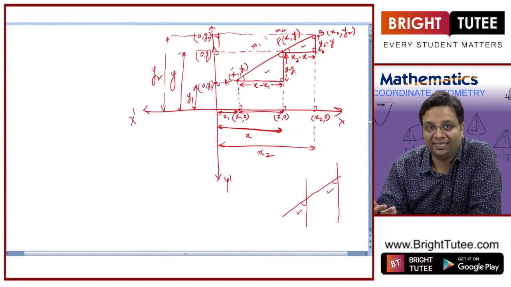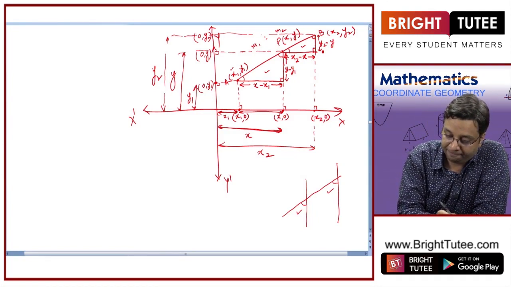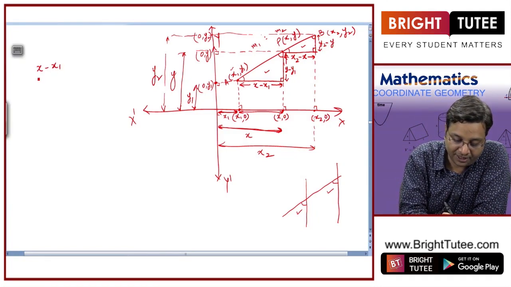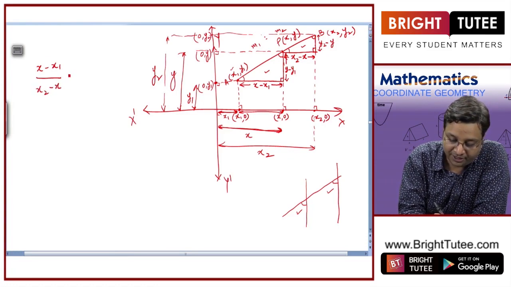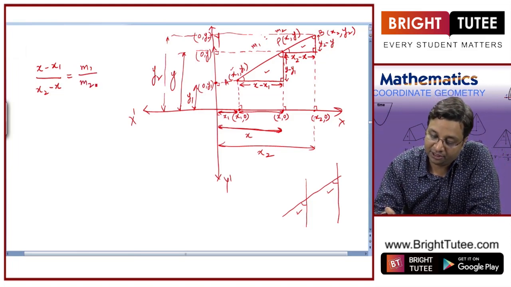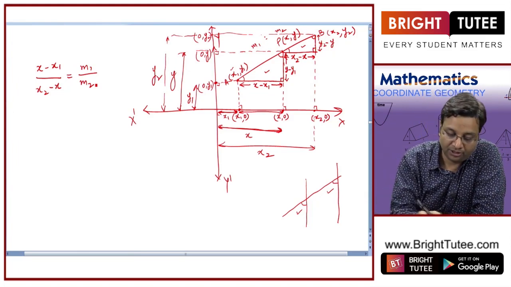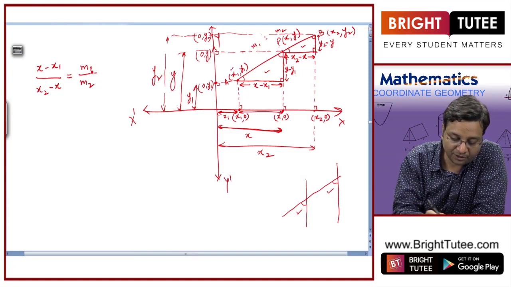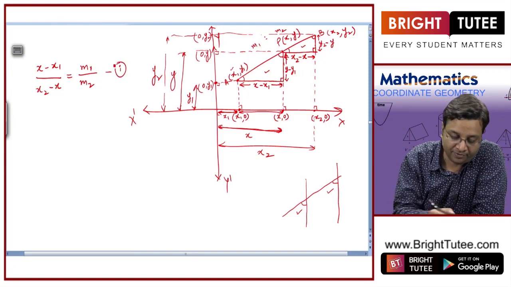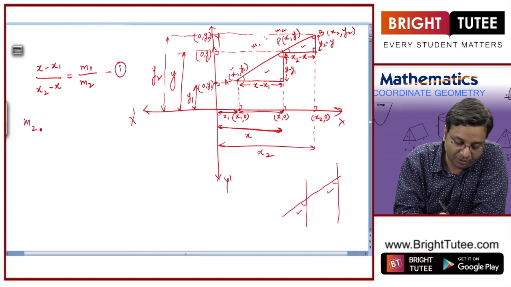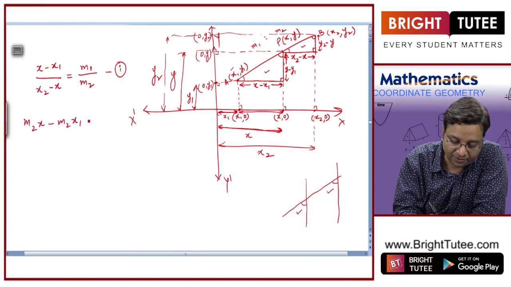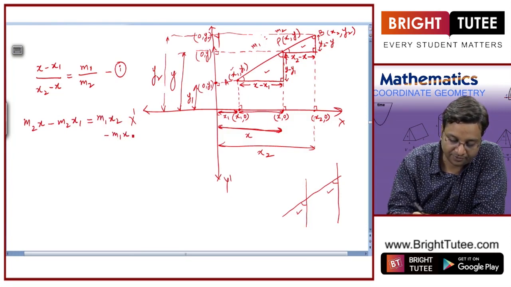So as per the similarity criterion, the ratios of these sides are equal. So I can say that x minus x1 divided by x2 minus x is equal to m1 divided by m2, because the ratio of sides AP and PB is m1 is to m2. So these ratios have to be equal. Let us say this is our first equation. Now if you cross multiply, then m2x minus m2x1 will be equal to m1x2 minus m1x.